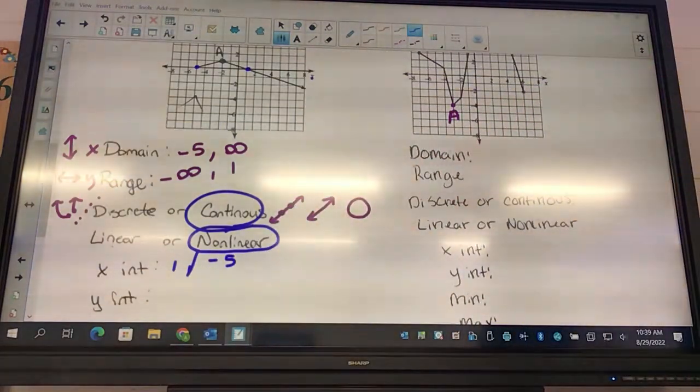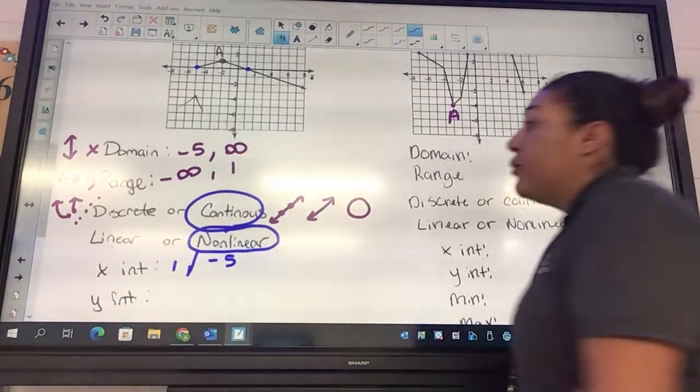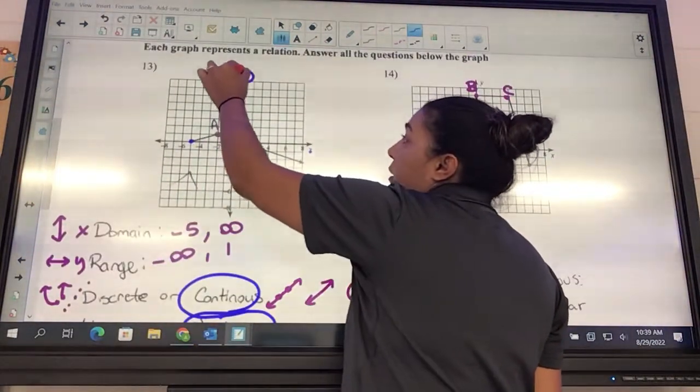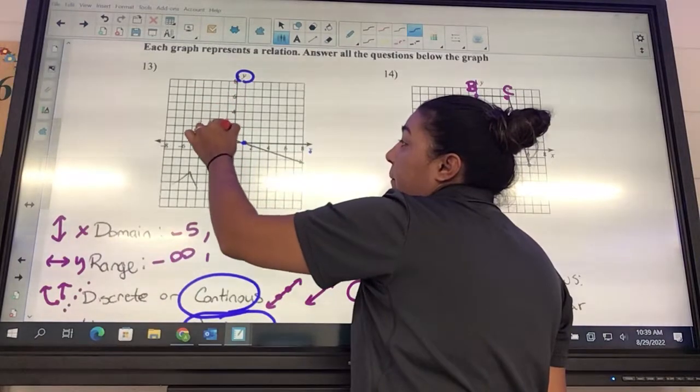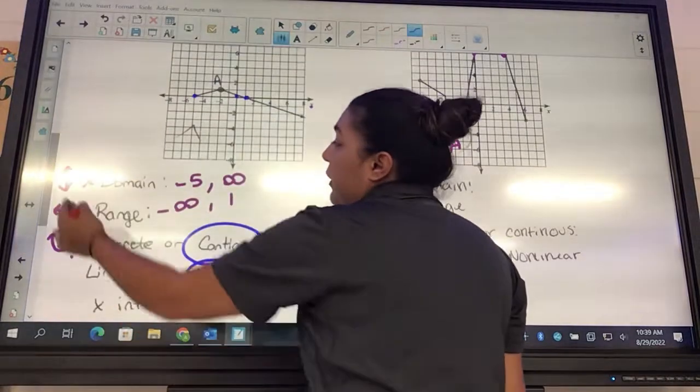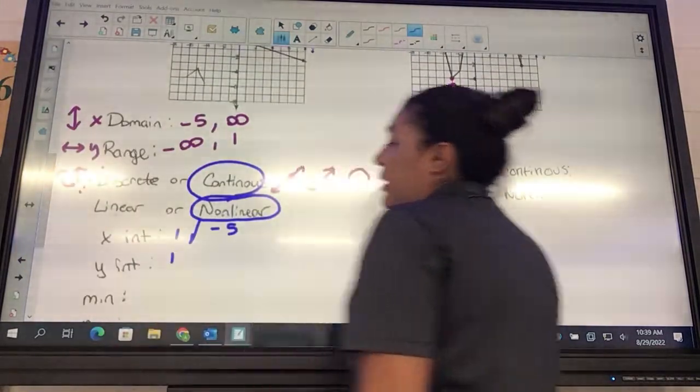The y-intercept, where does it cross the y line? So find your y line. They're labeled. So see how this is y? Start going down. Where does it touch at? 1. Or we're going to do like a point. You can do like 0.5 or you can say 1. I know what you mean.